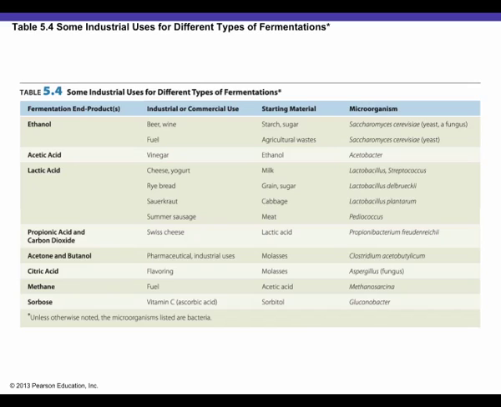And again, the fermentations are named after the end product. So this will be ethanol fermentation, acetic acid fermentation, and lactic acid fermentation, because they produce ethanol, acetic acid, and lactic acid.